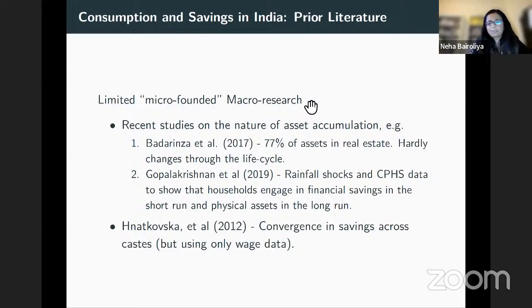There's also a nice paper by Hinat Kowaska and co-authors. They look at convergence in savings rate across different caste subgroups, but they're only utilizing the wage data. So of course, our paper contributes to several strands of the literature, but primarily we think that it fills an important gap in the macro literature looking at consumption and savings behavior. And we think it can have valuable contributions along those lines.